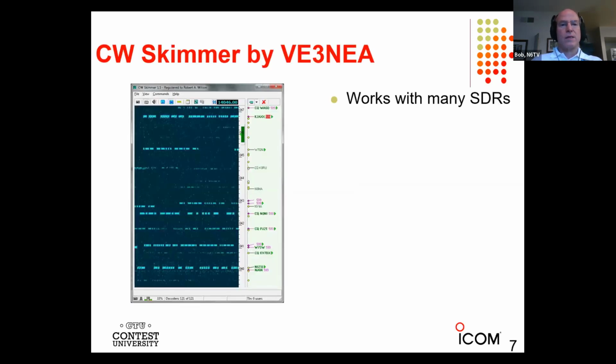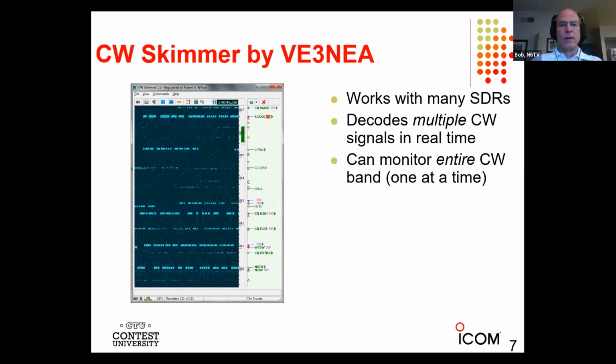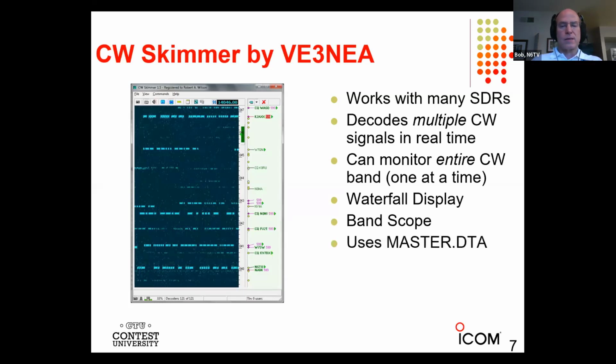So starting with CW Skimmer, it's designed to work natively with many software-defined radios. It can decode multiple signals in real time. You can see the call signs listed on the left here as it's decoding the dots and dashes. It can monitor an entire CW band. This is when you're using an SDR. Has this waterfall display which goes sideways as a band scope.